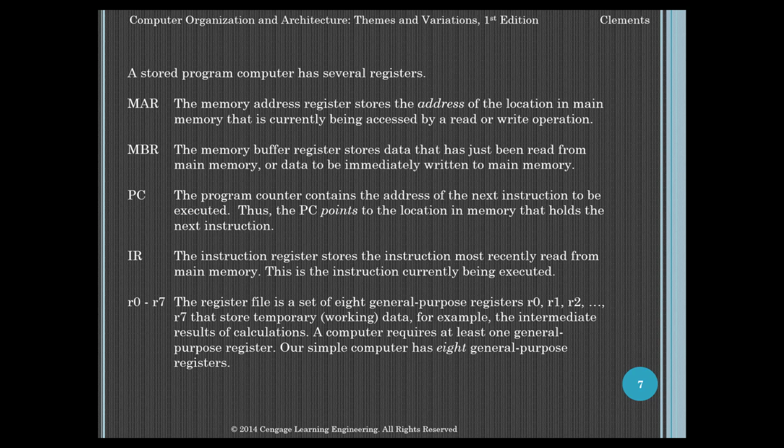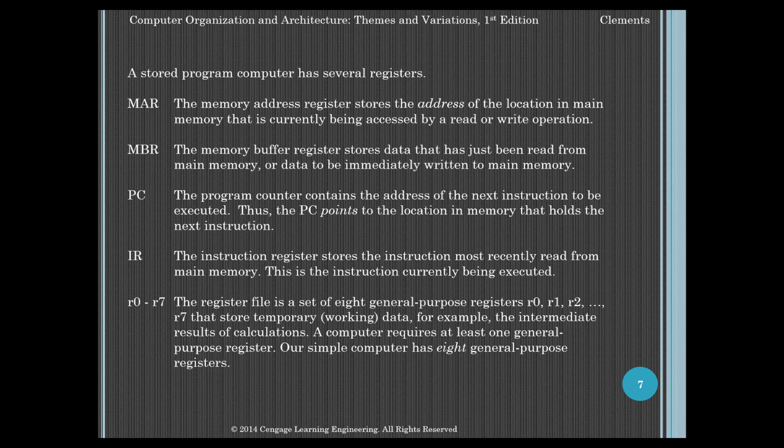We talked about the PC, or the program counter, that contains the address of the next instruction to be executed. And then the IR, or the instruction register, stores the instruction most recently read from main memory. This is what the CPU is doing right now. Whatever's in the IR is what we're doing right now. What's in the PC is what we are going to do next. What's in the MBR is data that we are reading or writing right now. And what's in the MAR is the place where we're getting that information, the actual address.